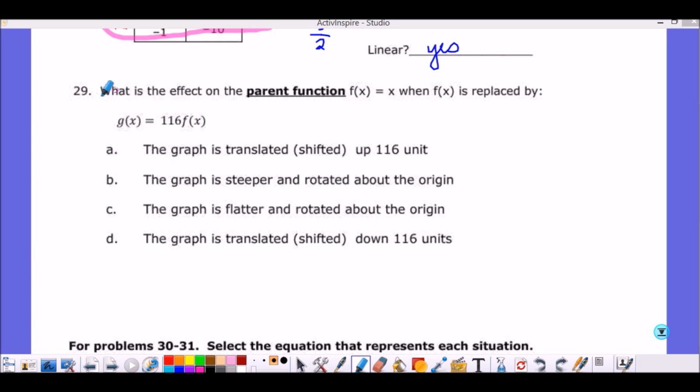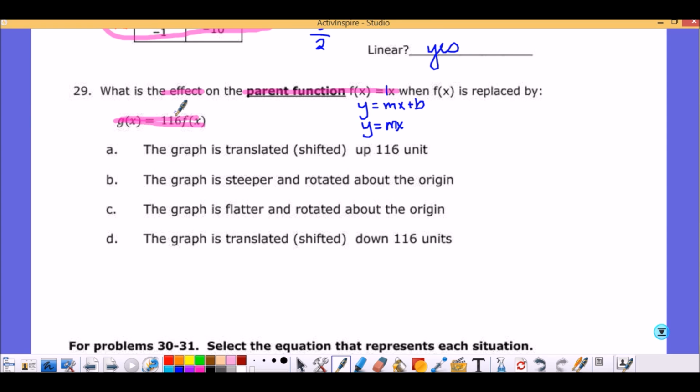So with that, we're going to look at number 29, and we're going to look at the effect of the linear function, which is f of x equals x, and what happens when I change it and I put 116 in front of it. Well, let's think about what this really means. This right here is my y equals mx plus b, but in the most simple form. In my most simple form, I have y equals mx, which means my m is my 1, so the invisible 1. So this is my most basic linear line.